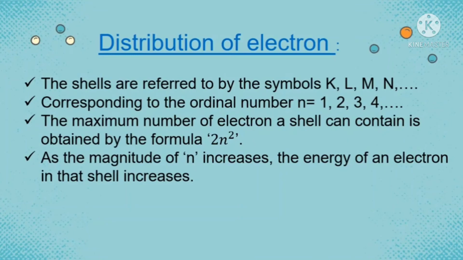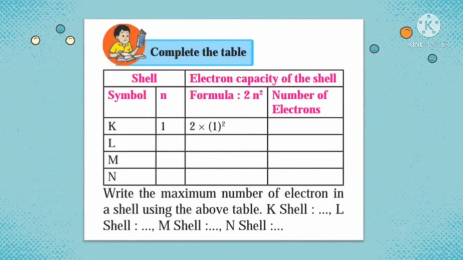The maximum number of electrons a shell can contain is obtained by the formula 2n square. As the magnitude of n increases, the energy of an electron in that shell also increases. So we are going to solve this by using the same formula of 2n square. As the magnitude of n increases, the energy also increases. That we are going to learn by completing this table.